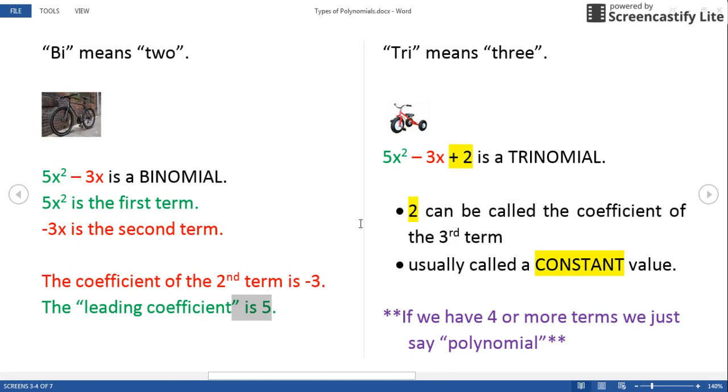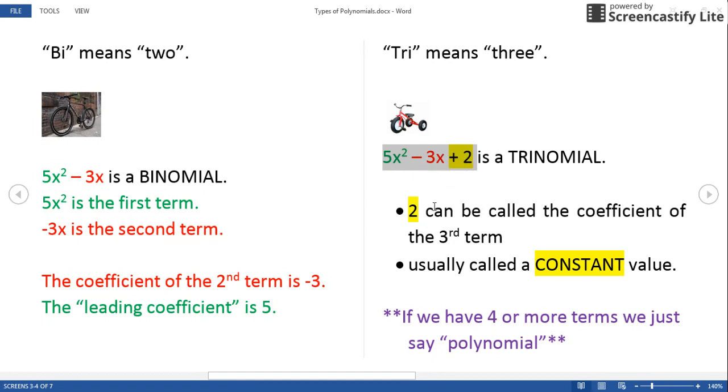Well, before you had the bicycle, you had something with three tires on it, a tricycle, because tri means 3. So a trinomial has three terms, like 5x squared minus 3x plus 2. The minus sign separates the first two terms, and the plus sign separates the back two terms.